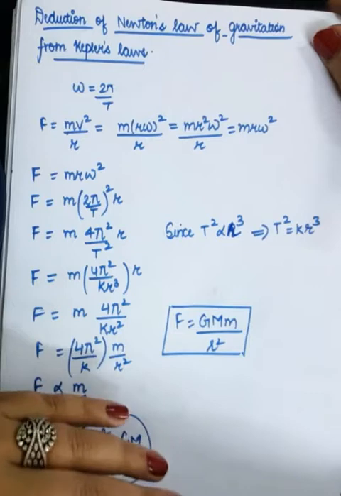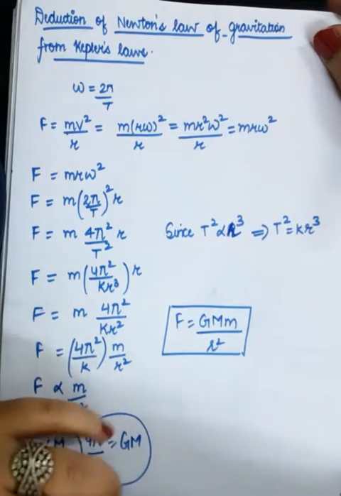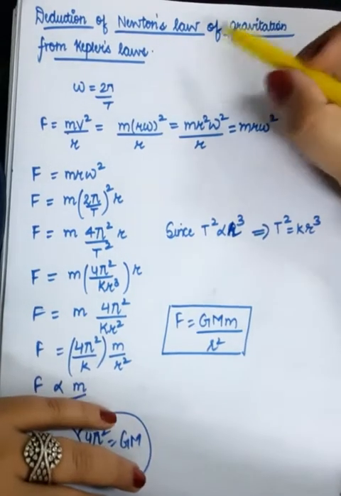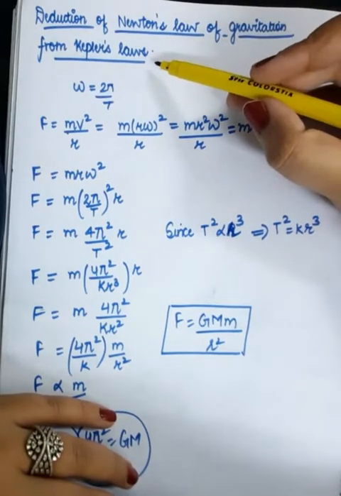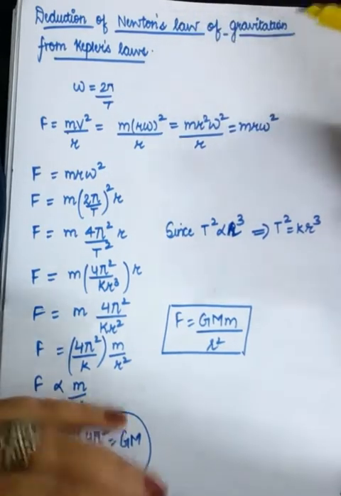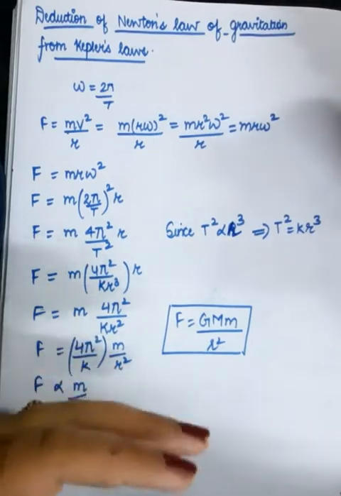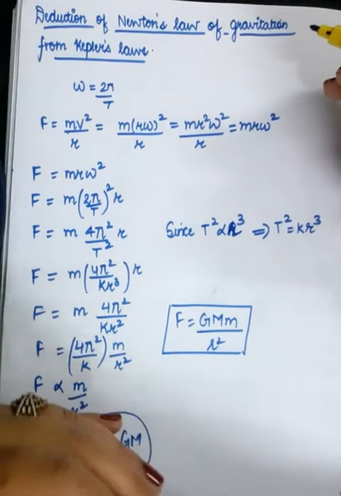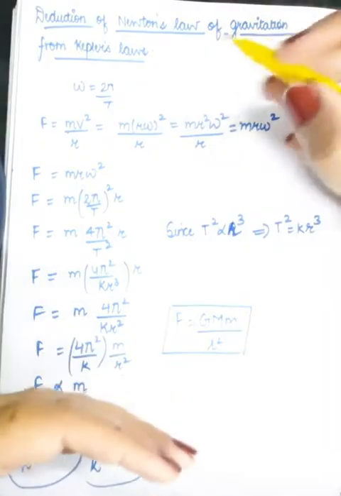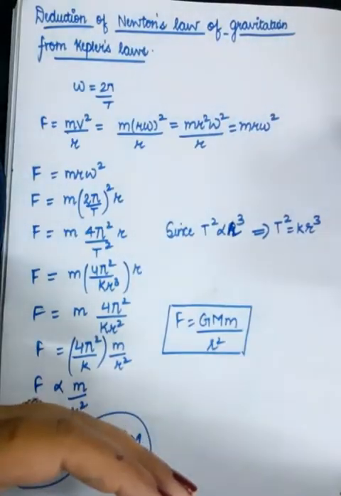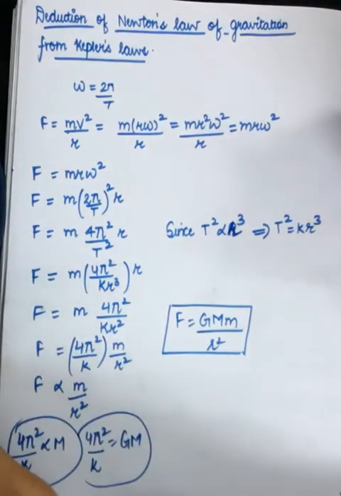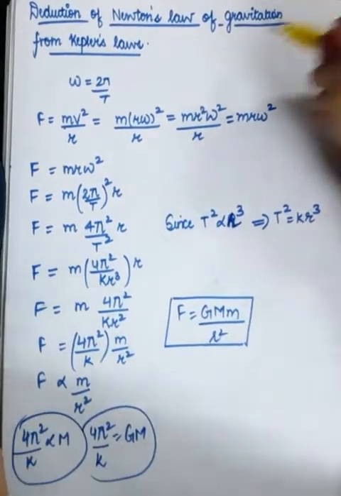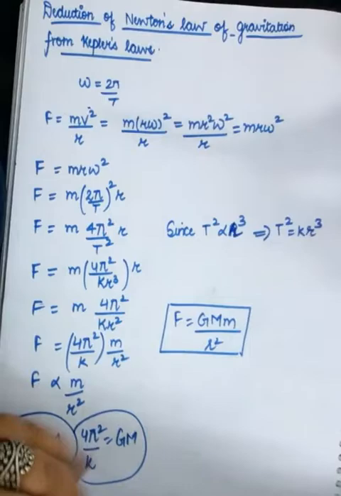Now we are going to do something different. This is the deduction of Newton's law of gravitation from Kepler's laws. Gravitation has a very important law, the universal law of gravitation, also known as Newton's law of gravitation, because Newton was the one who propagated it. So we have to derive that law with the help of Kepler's laws.